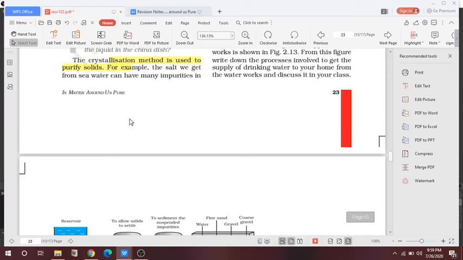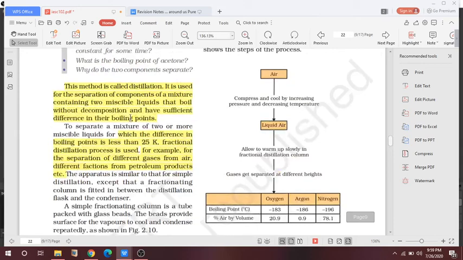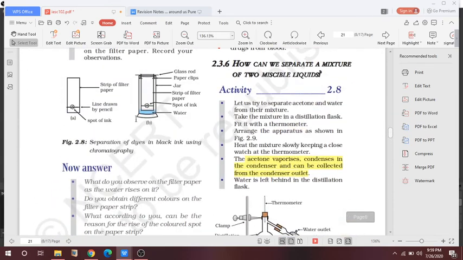So this is all I wanted to discuss with you. Please listen carefully and go through the NCERT so that it becomes clearer, because you are studying these processes of separating the components of a mixture for the first time, but you need to go through it because most of the time questions come from this topic. So you have to do it.